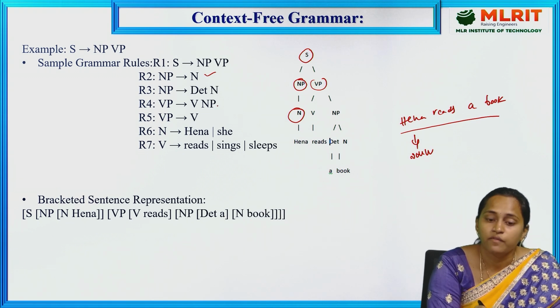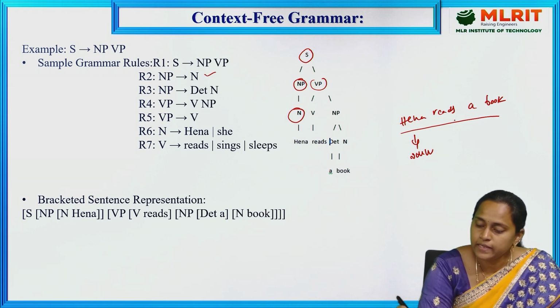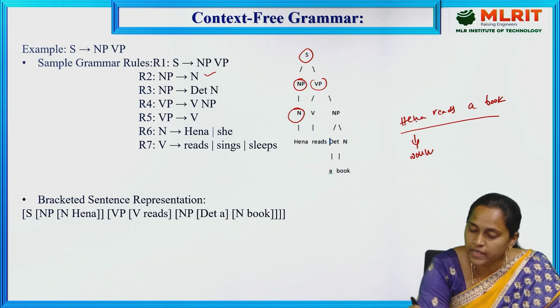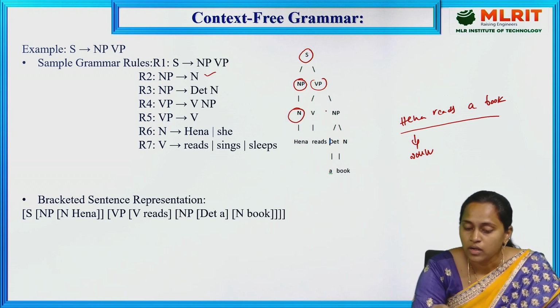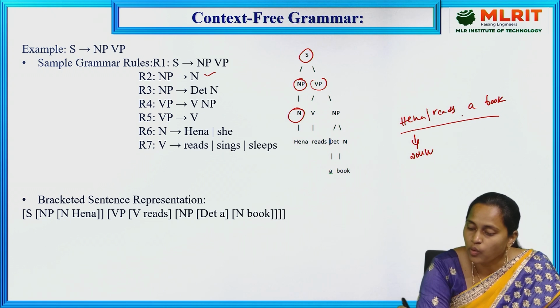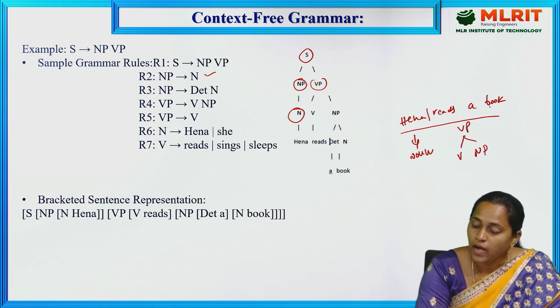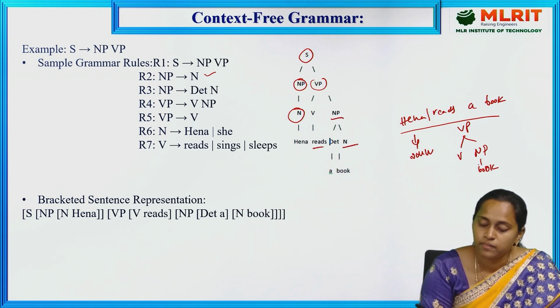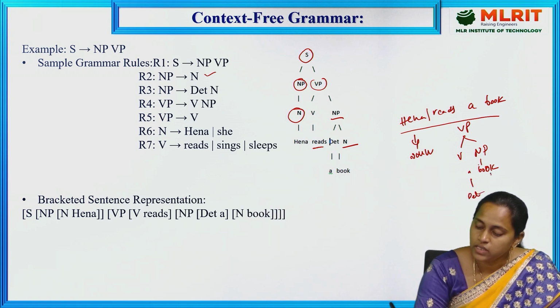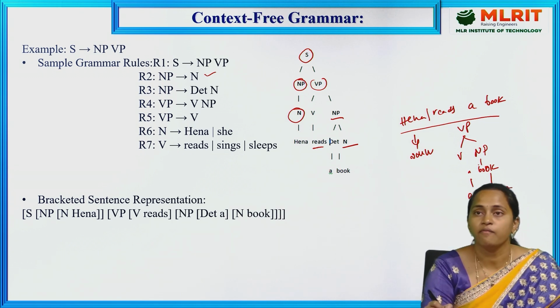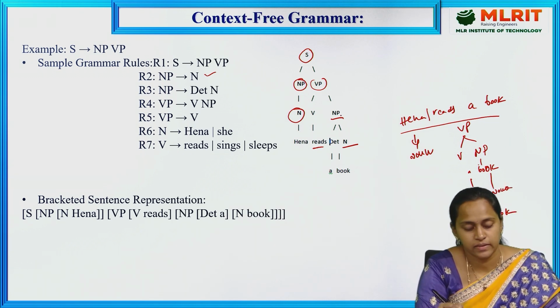Next, the fourth rule, verb phrase. In the first sentence, we rewrote Hina as the noun. After that, the remaining part, reads a book, is the verb phrase. The verb phrase contains a verb and a noun phrase. Here, what is the verb? Reads is the verb, and a book is the noun phrase. Finally, the noun phrase can be declared as a determiner, a, and a noun, book.